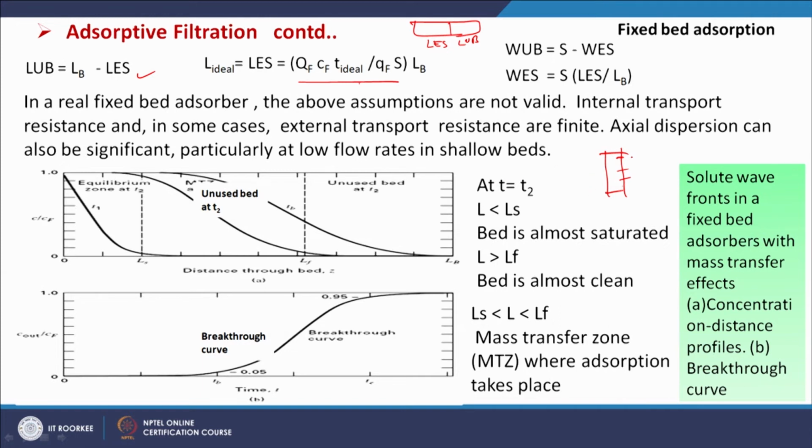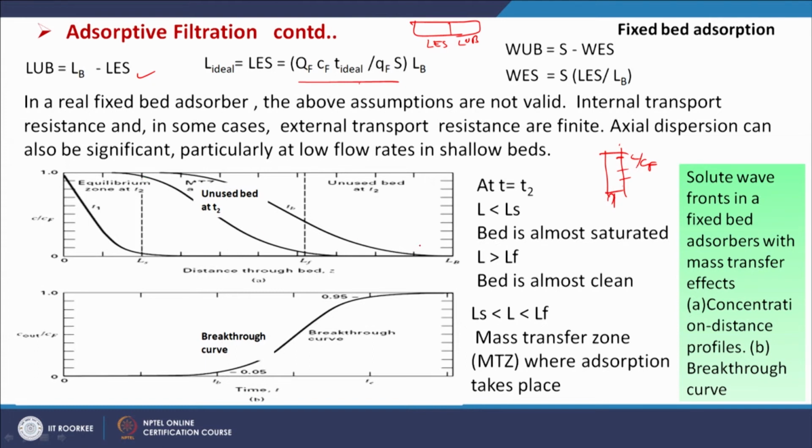So, you see with respect to length, if we look at the C by Cf value, where C is the concentration of pollutants in the outlet and Cf is the concentration of pollutant in the inlet, that value changes like this with length for a constant time. Let us say for T1 it is this one, but for T2 it will be like this, and for Tb like this.